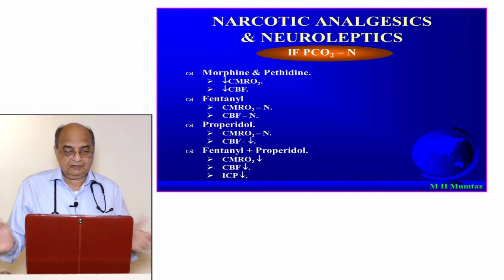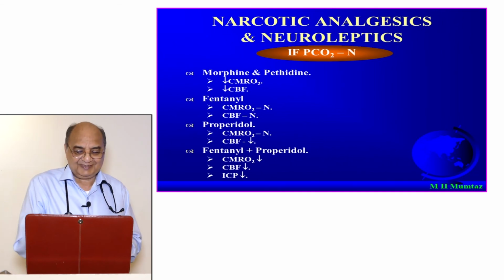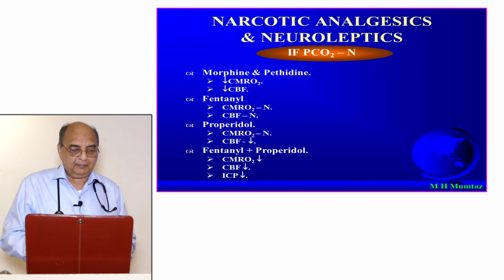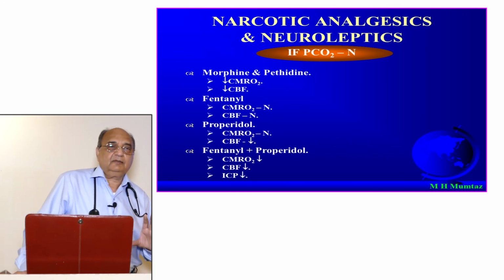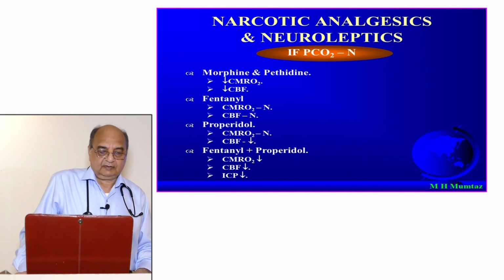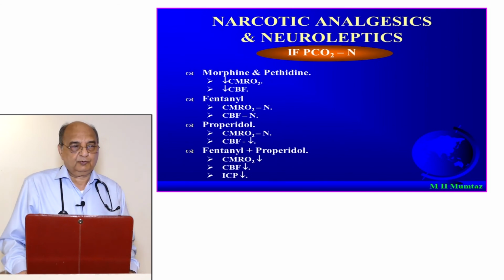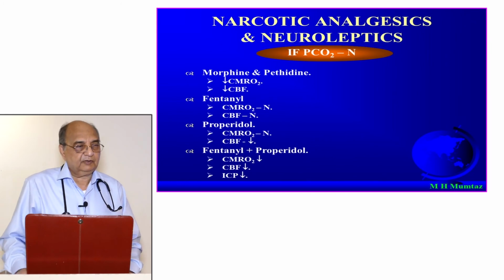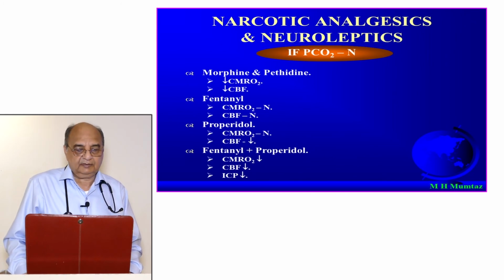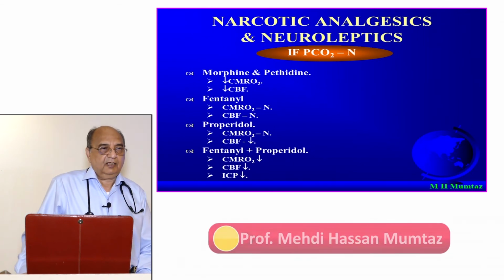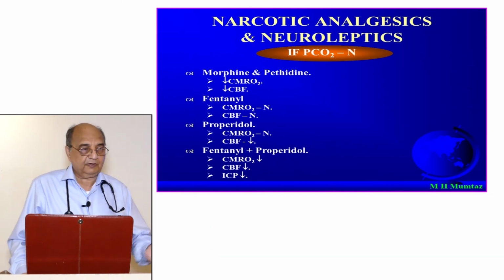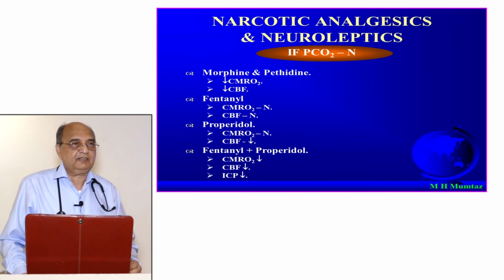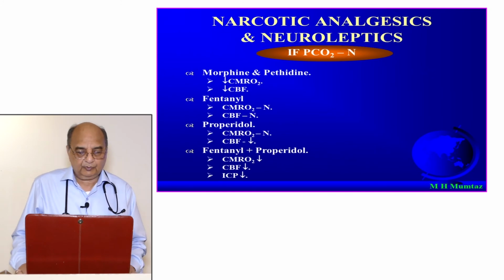Fentanyl plus droperidol will lower the CMRO2, lower the cerebral blood flow, and lower the ICP. It used to be a very good combination: you give fentanyl to start with, 100 micrograms, intravenously with the induction agent, then you run a drip of propofol as well as fentanyl. It stabilizes the brain cells, lowers the CMRO2, lowers the cerebral blood flow, and will also lower the ICP. And the surgeon is happy and you are happy also.